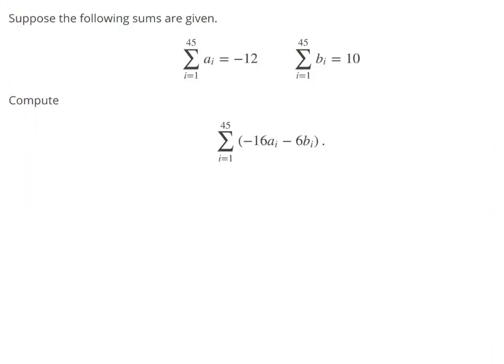This is from Newton. So this one says, suppose you have two sums that are given to you. The sum from 1 to 45 of a_i is equal to negative 12, and the sum from 1 to 45 of b_i is equal to 10.